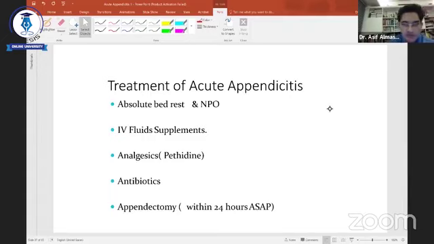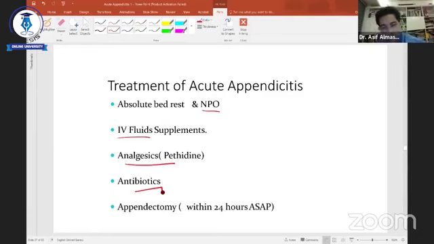Now, treatment, if you remember, all treatment starts with resuscitation of the patient. You give the patient nothing per oral, fluids, analgesics for pain, antibiotics. You can give ceftriaxone, you can give ciprofloxacin, and metronidazole. These are important, appropriate antibiotics for this case. And appendicectomy, if you think there's appendicitis, do it as early as possible.